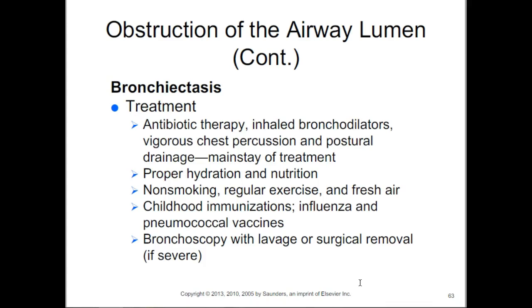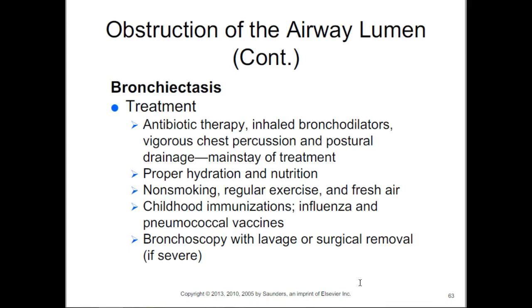So what do we do? Antibiotic therapy, right? Bronchodilators, even chest percussion. So chest percussion is basically tapping to try to loosen the mucus, right? And so you might even need to get into a particular position to get drainage to improve, right? Properly hydrating, because if you're not properly hydrated, your mucus can become very sticky, right? So proper nutrition, non-smoking, right? Regular exercise is good, right? To help move that mucus, right?